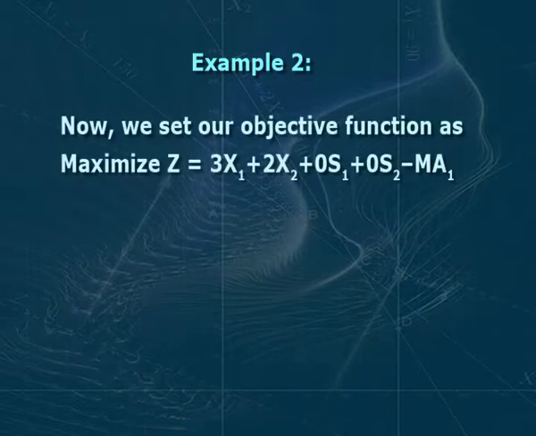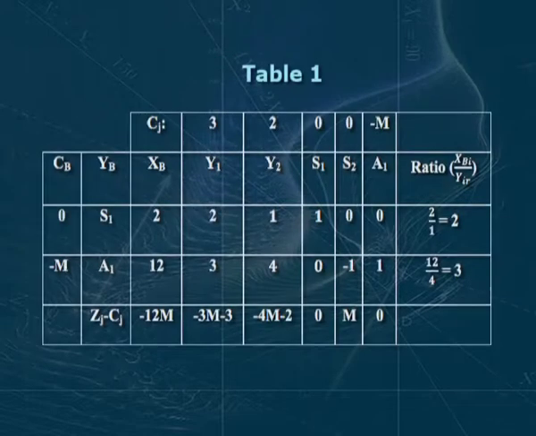Now, we set our objective function as maximize z equal to 3x1 plus 2x2 plus 0s1 plus 0s2 minus M into a1. Hence, we can prepare the first simplex table as shown here. Here the first row is again the value of the cost coefficient in the objective function. The second row indicates the labels CB, YB, XB, Y1, Y2, S1, S2, A1 and in the last column we calculate the ratio.